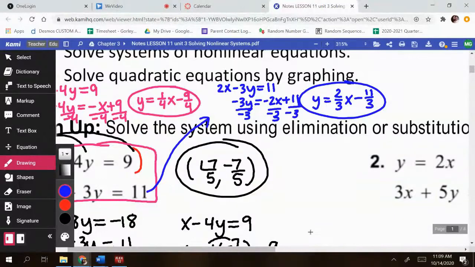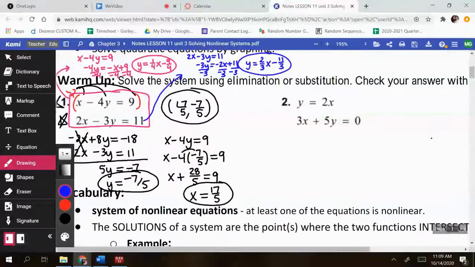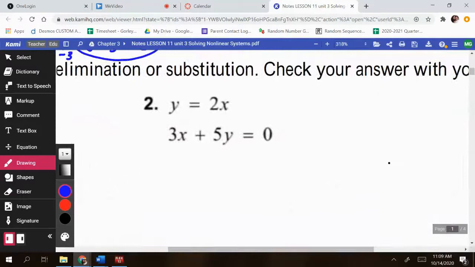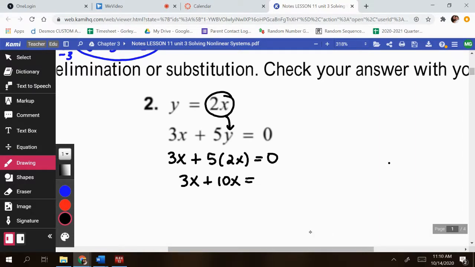All right, let's go over here to number 2. We're going to use substitution probably on this one because we already see that y is equal to 2x, right? Y is already by itself. So I'm just going to take 2x and substitute it in for y. 3x plus 5 times 2x equals 0. So we get 3x plus 10x equals 0. 13x equals 0. And if I divide both sides by 13, we get that x is 0.